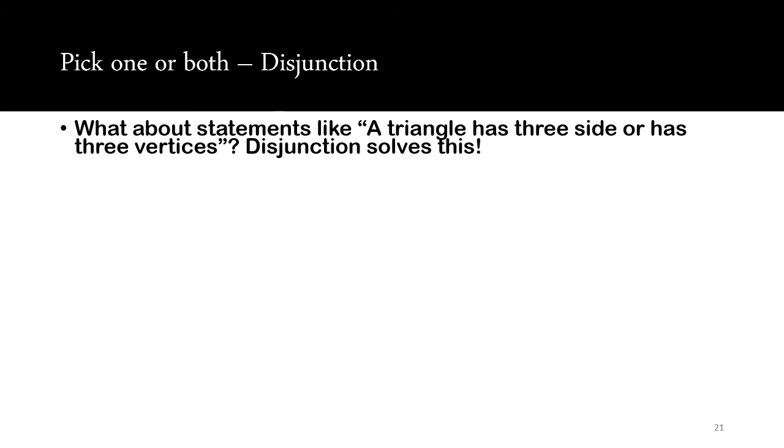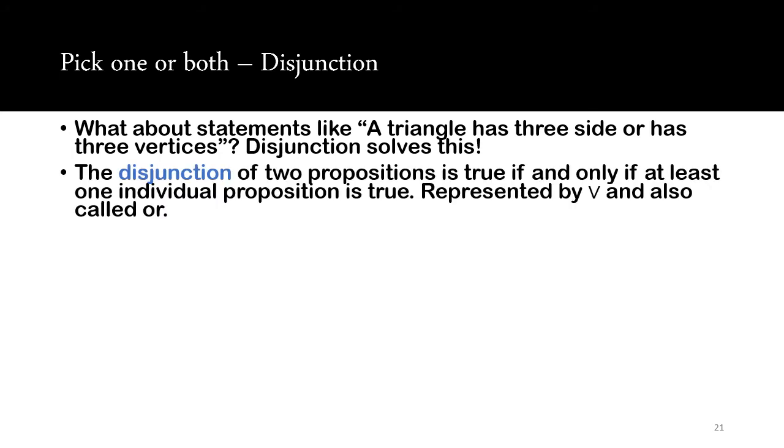So we have statements like a triangle has 3 sides or has 3 vertices. Disjunction solves this. The disjunction of 2 propositions is true if and only if at least one individual proposition is true. It's represented by a V symbol and also called OR.